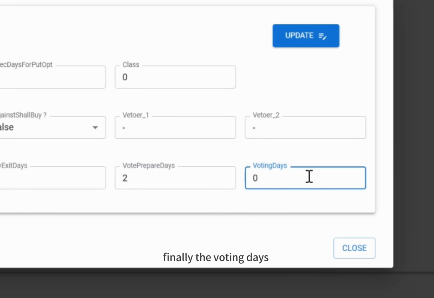Finally, the voting days, the voting period itself. This is the window of time during which everyone can cast their votes. The question is, how many days are available to vote? Entering 1 day means 24 hours. 2 days means 48 hours. The unit of time is simply days.